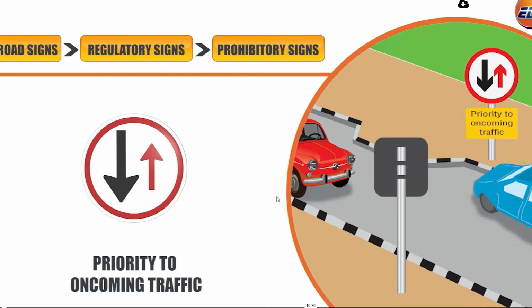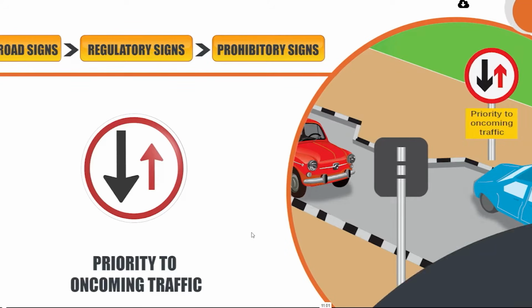Priority to oncoming traffic. This sign means that you must give priority to oncoming vehicles. This sign is mostly used in provisional situations, usually on two-way traffic, where your lane is temporarily blocked. In this sign, the red arrow represents your direction of travel, which is blocked, whereas the black arrow represents the oncoming traffic, so you must stop and give priority to oncoming vehicles. Once the oncoming lane is clear, you may use their lane to pass the obstruction.